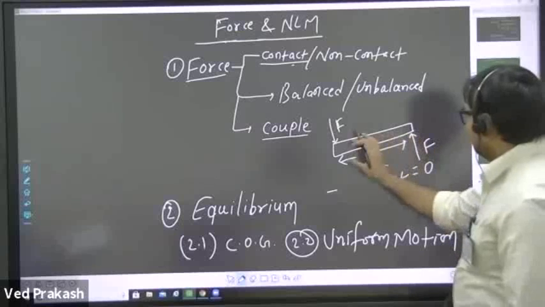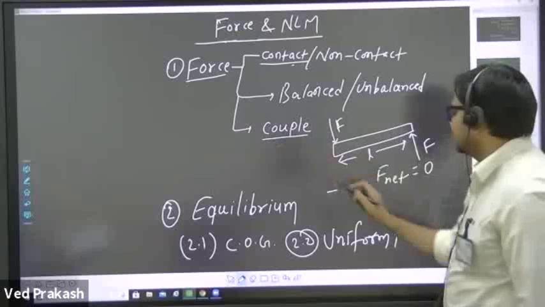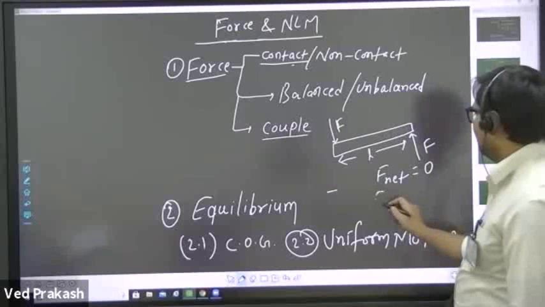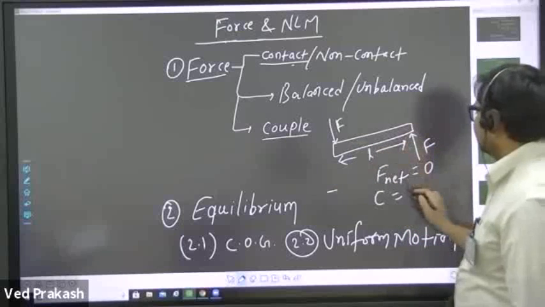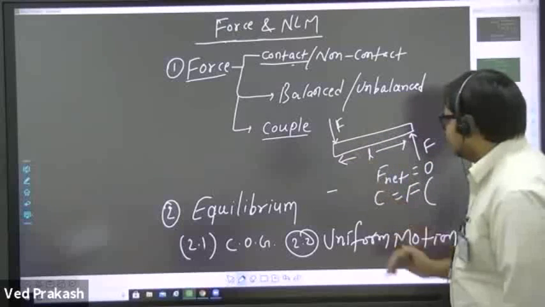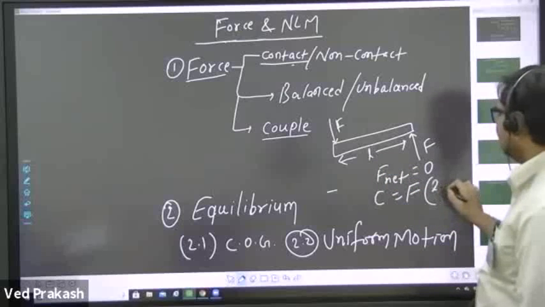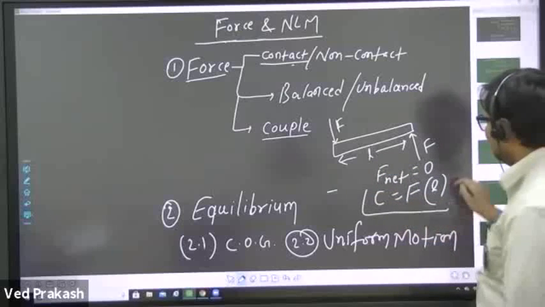So here, what is it that makes it rotate? That term is known as couple. Couple is equal to the force, F, into the perpendicular distance between these two forces, which is equal to L. So here, couple equals F into L.